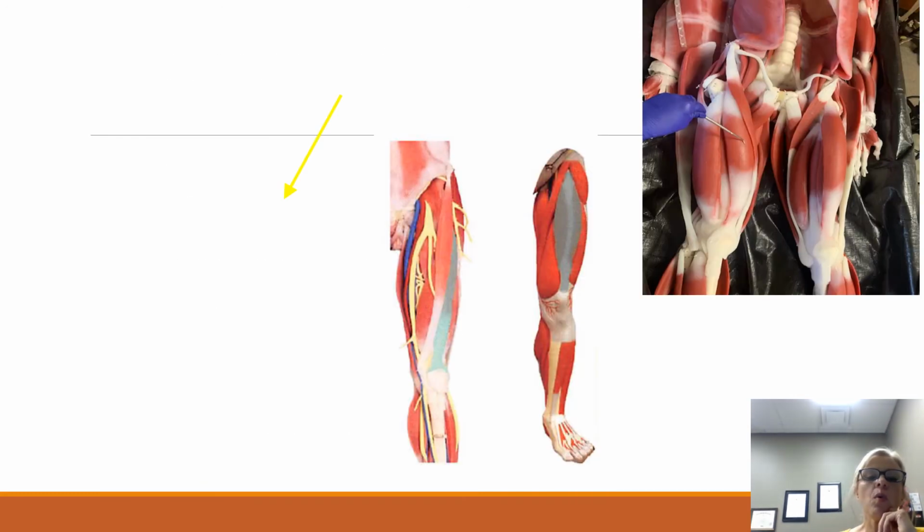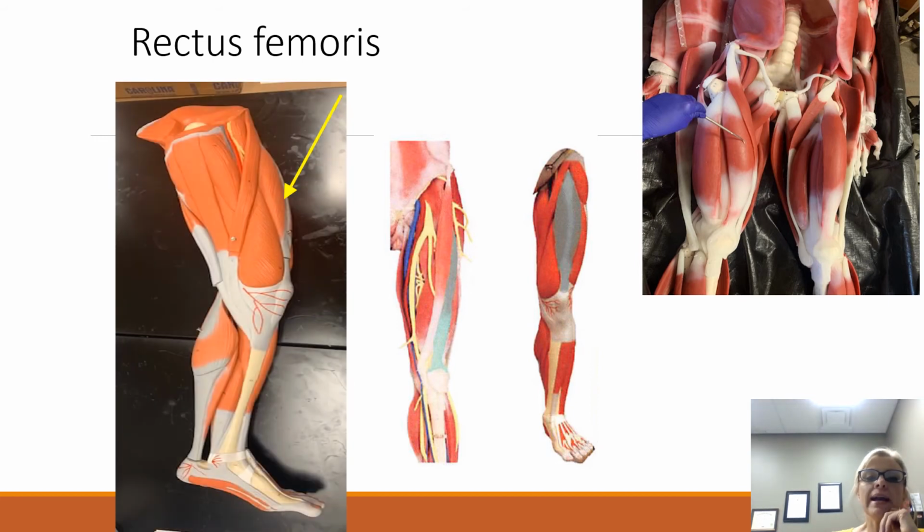So the rectus femoris is lateral to the vastus medialis. It runs straight down the anterior portion of the thigh, and rectus means straight. This is the only quadriceps muscle which crosses both the hip and the knee, and so it can cause movement in both of those joints. The origin is the anterior inferior iliac spine, and I already said insertion is patella.